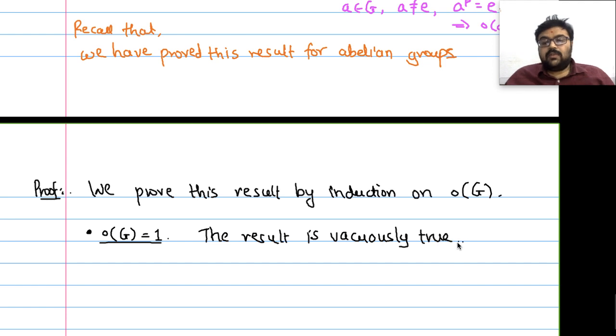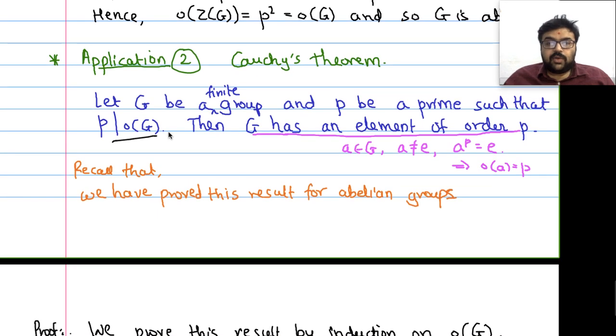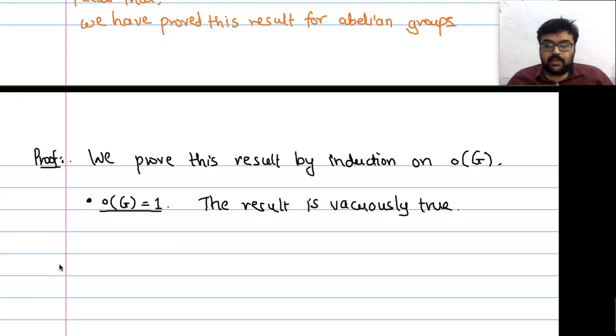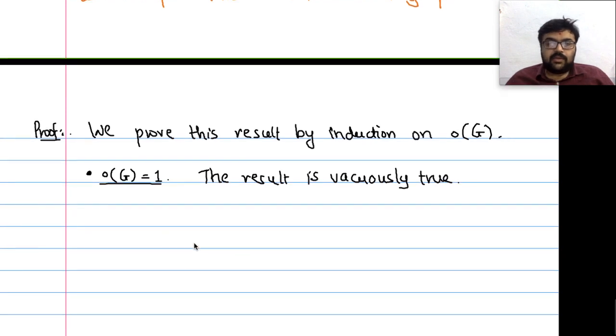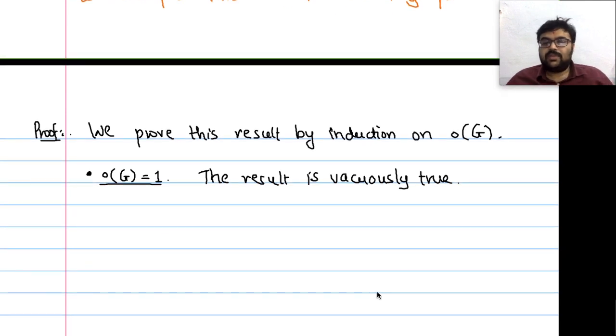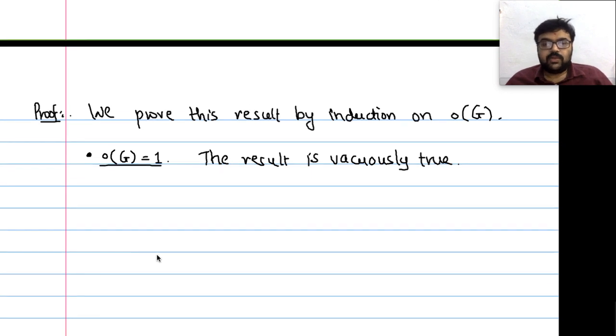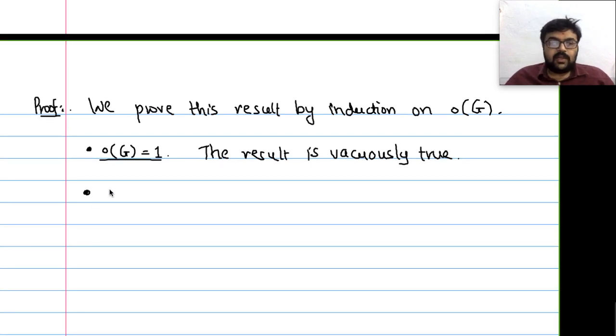In this case, we do not have any prime which divides order of G. If there is a prime which divides order of G, we have to produce an element of that order. If 2 divides order of G, we have to find an element of order 2. If 3 divides, an element of order 3. If 5 divides, an element of order 5. If 12 divides order of G, no, 12 is not a prime, so we don't know about that. This is only for primes. So if order of G is 1, then the result is vacuously true. That means there is no prime which divides 1. So we are done in this case.